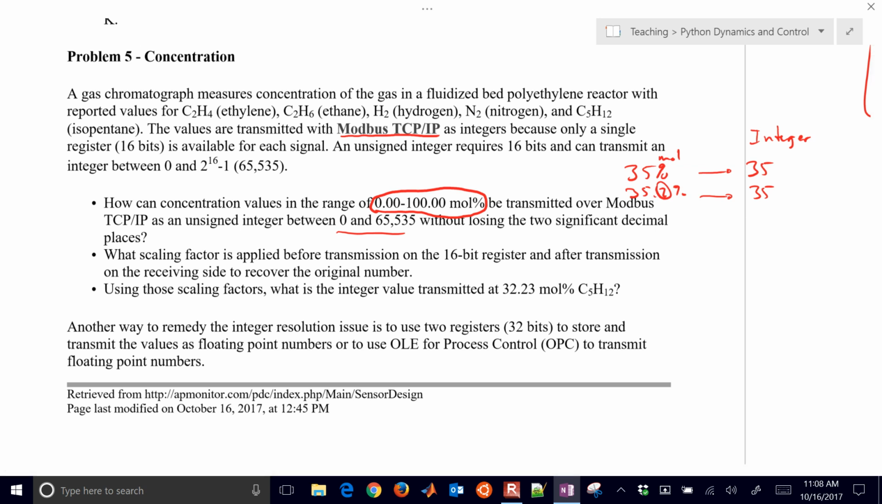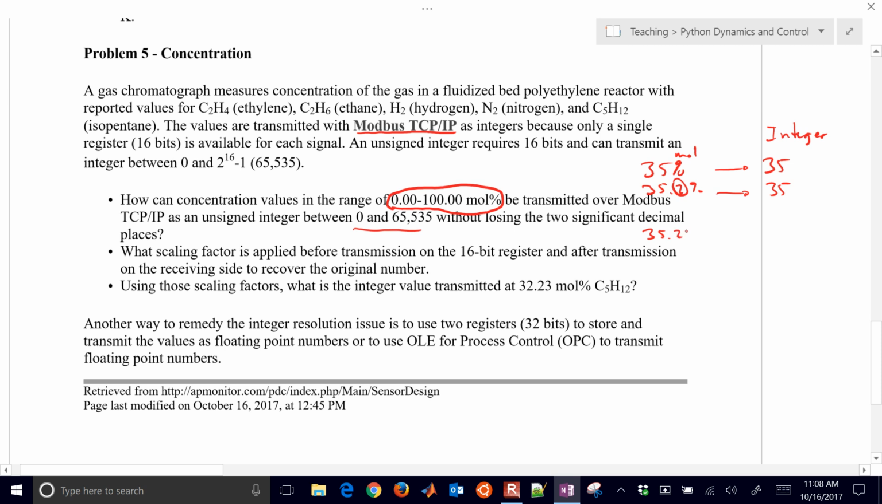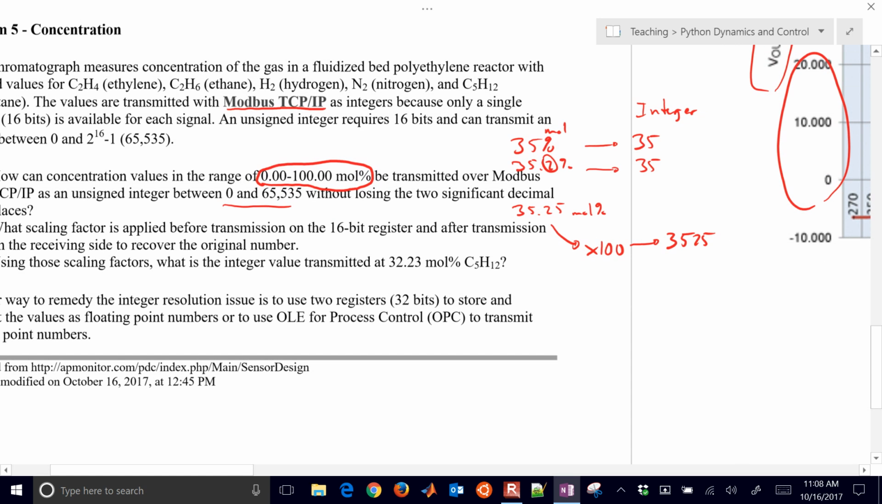So for example, if I had 35.25 mole percent and I wanted to be able to transmit that, I might first of all multiply by 100 and transmit that number as 3525, and that's still within the 0 to 65,000 range. And then when I get it to the other side, I would then divide it by 100, and that would put it back into the 35.25. So this is one of the tricks they play, with only being able to transmit, for example, 16 bits at a time with these values.